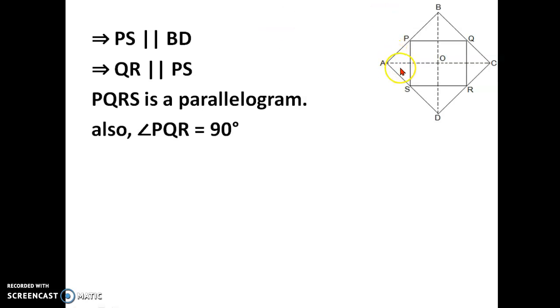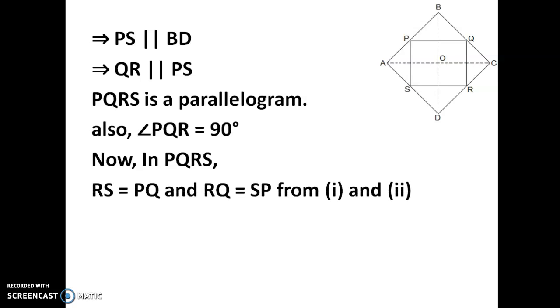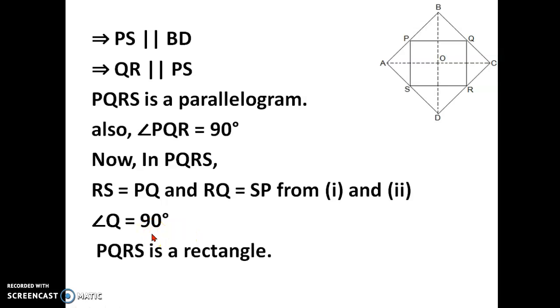But angle PQR is equal to 90 degrees. Okay, this angle PQR, this Q, is equal to 90 degrees. So in PQRS, RS is equal to PQ and RQ is equal to SP from 1 and 2, just now we said. And angle Q is equal to 90 degrees. So PQRS is a rectangle. Whenever you have an angle in the parallelogram that is 90 degrees, then it's a rectangle.